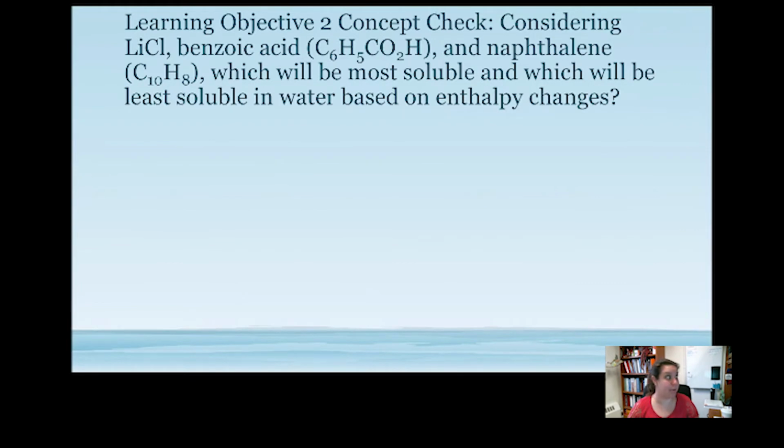Okay, let's see how we're coming along with our learning objective. We've got 3 substances: lithium chloride, benzoic acid, and naphthalene. We're going to be dissolving them in water, or at least trying to. From this information, we want to know which one we think is going to be the most soluble and which one the least soluble, based on enthalpy changes, so enthalpy alone.